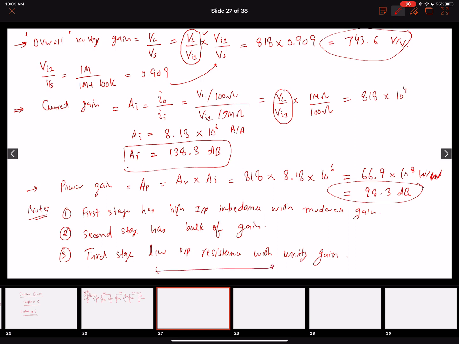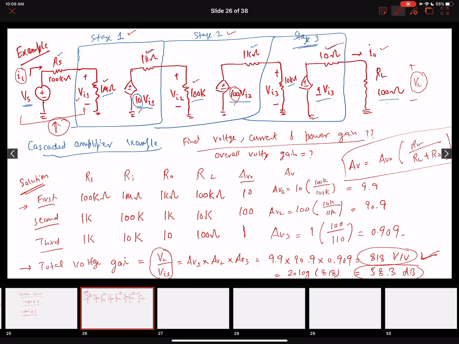All right, so this was an example of a cascaded amplifier. The take-home message from this example is that whenever you see a long circuit with a lot of different amplifiers connected to each other, this is an example of a cascaded amplifier. The way to solve it is to divide it into different stages and solve for each stage individually. Then the overall gain of the amplifier is the product of the gains of all the stages together.